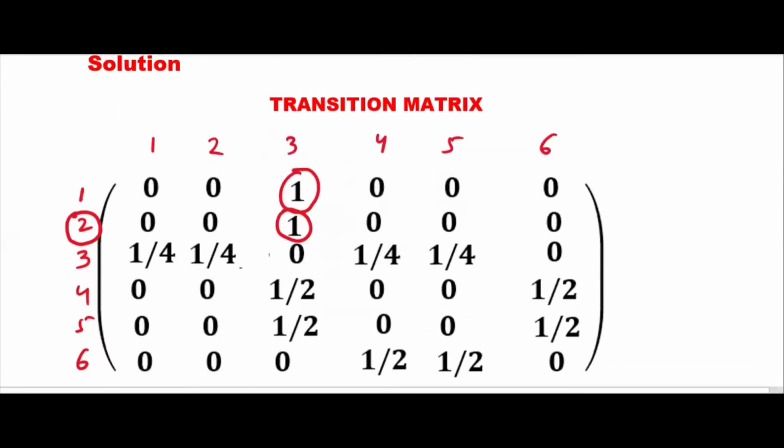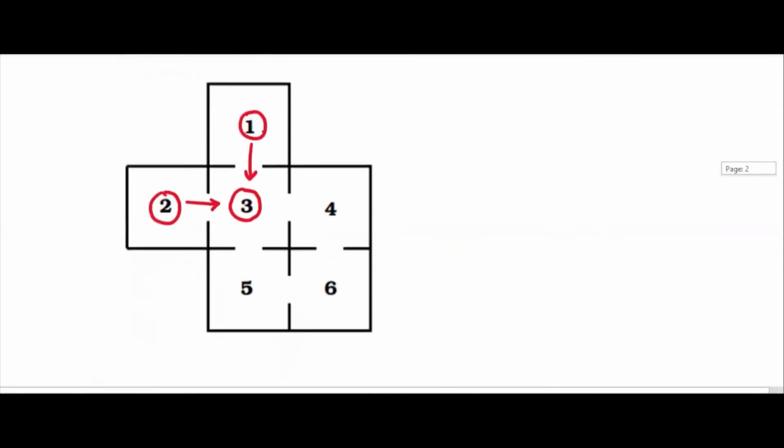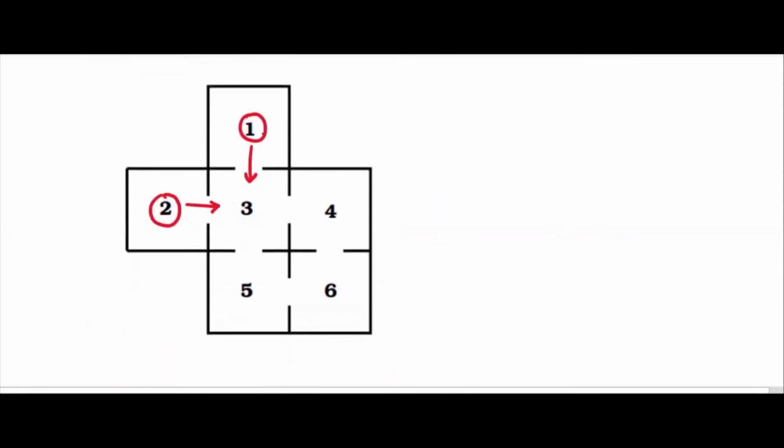However, from 3, there are 4 possibilities. 2 possibilities are not present. To 3 and 6 you can check it. You start once again, otherwise there will be confusion.